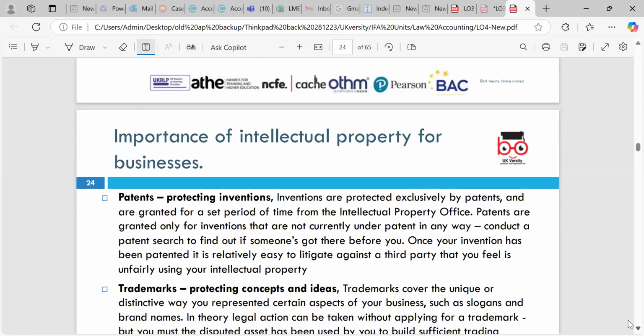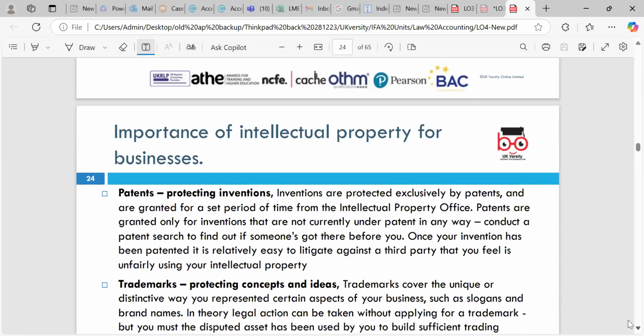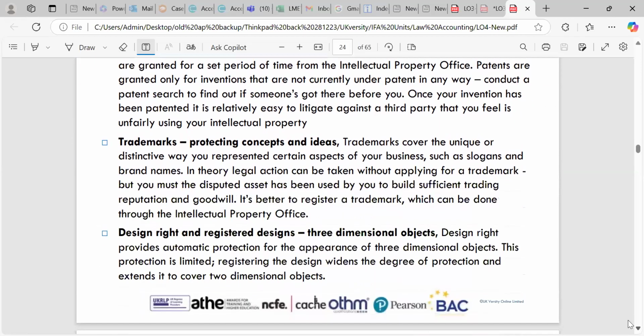Patent protects inventions, of course, which we can register at the property office. Patents are granted only for inventions that are not currently under a patent. It's your trademark, we can protect that as well, like McDonald's. You can't use McDonald's, because that's McDonald's intellectual property.